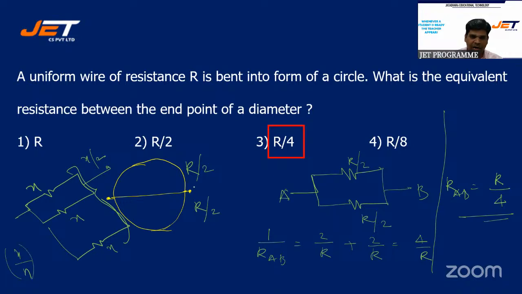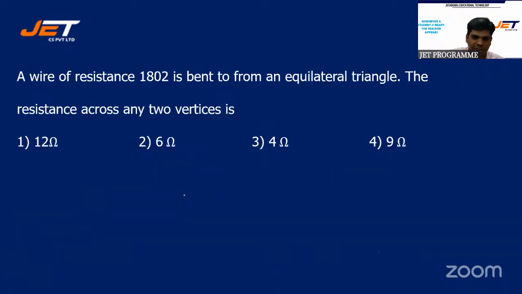ఇక్కడ ఏముంది R by 2 and R by 2 are in parallel. So R by 2 by 2. సరేనా? So R by 2 by 2 is R by 4. దిస్ విత్ ఎక్స్పీరియన్స్ మీకు వచ్చేస్తుంది, బట్ విల్ డూ మోర్ సచ్ ప్రాబ్లమ్స్. ఇలాంటి చాలా ప్రాబ్లమ్స్ చేస్తే మీకు ఎక్స్పీరియన్స్ వచ్చేస్తుంది. బట్ లెట్స్ గో ఫర్ ద నెక్స్ట్ వన్ నౌ.